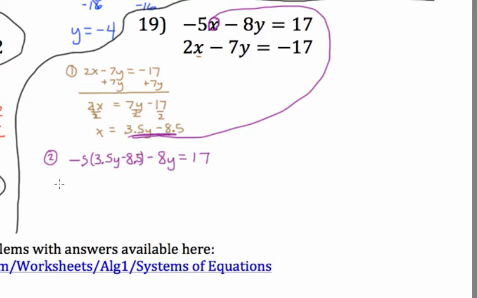Now you have one equation, one variable. It looks icky, but it's there. I'm going to use a calculator to help me. -5 times 3.5, I will have -17.5y. And -5 times -8.5 will be +42.5. Add your like terms. -17.5 and -8 makes -25.5y.